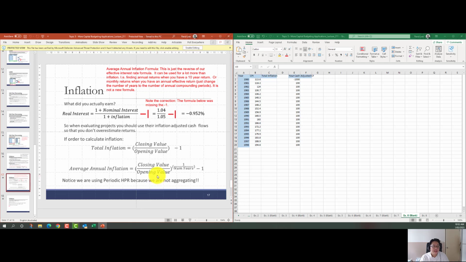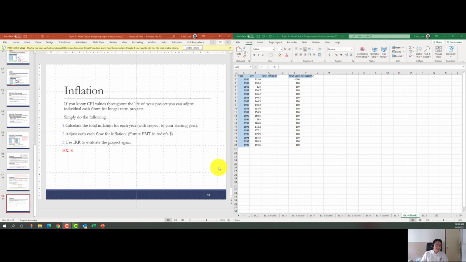Okay, so if we think about the average annual inflation formula, right, it's the reverse of our effective interest rate formula. So it can be used for a lot more than just inflation, right? You can find annual returns when you have a 10-year return or monthly returns when you have an annual effective return. Just change the number of years to the number of annual compounding periods. So this is not a new formula, okay? I know that for most of you, you might be getting confused. There are lots and lots of different formulas, but it's basically a rehash of the same formula. So I just want you to know that it's just a reverse of the effective interest rate formula. Okay, so that's how we incorporate inflation in our projects.